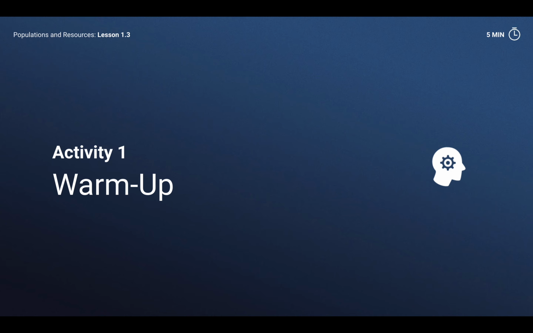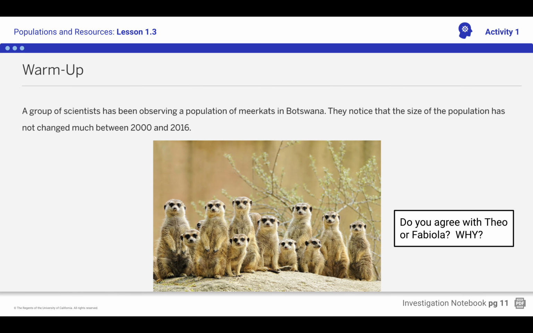So the warm-up activity, I'd like you to do that and then hand that in. Basically, there is a group of scientists that have been observing a population of meerkats in Botswana, and they noticed that the size of the population has not changed for about 16 years. There are 2 students that have a claim as to why the population hasn't changed. All you have to do is decide who you agree with and explain your reasoning.